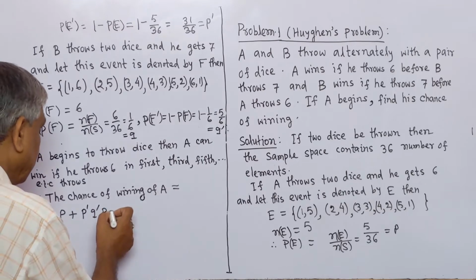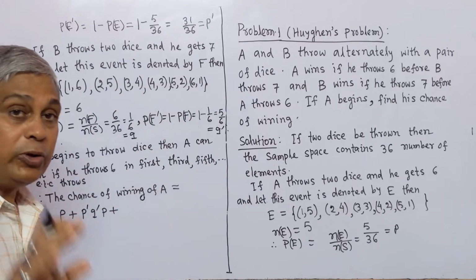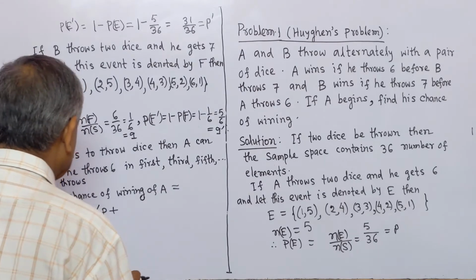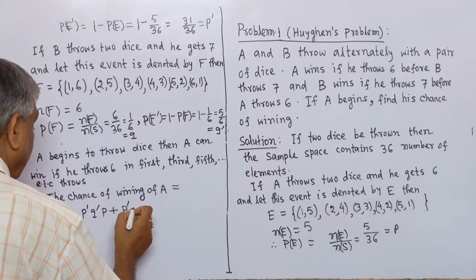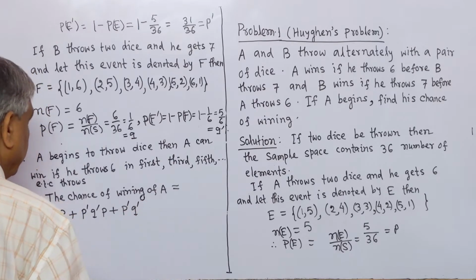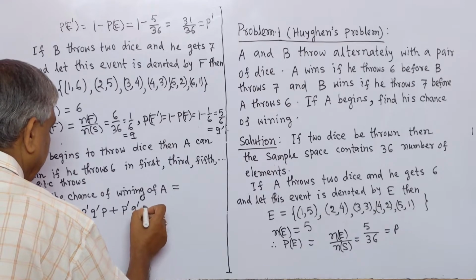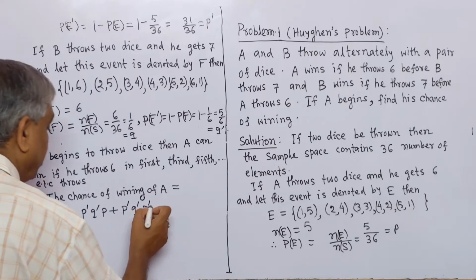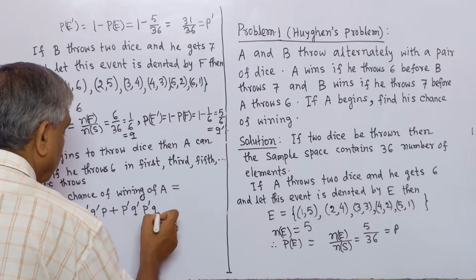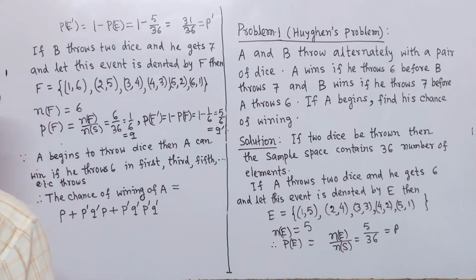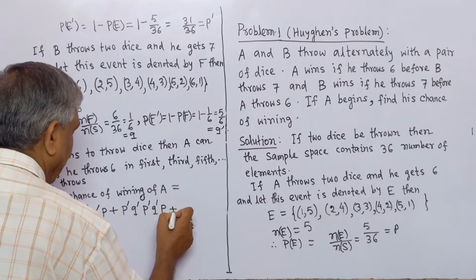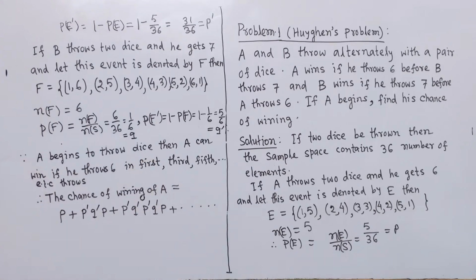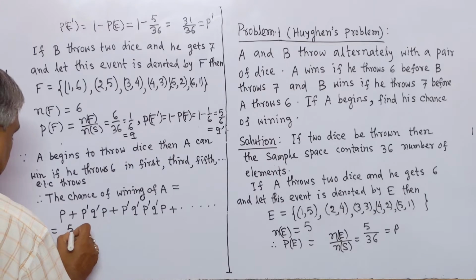Or if A will not win in the third throw, that means in the first throw A will not win, in the second throw B will not win, in the third throw A will not win, in the fourth throw B will not win, in the fifth throw A will win, and we proceed. This is equal to P, which means 5 by 36.